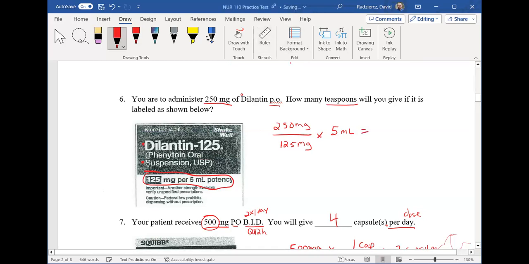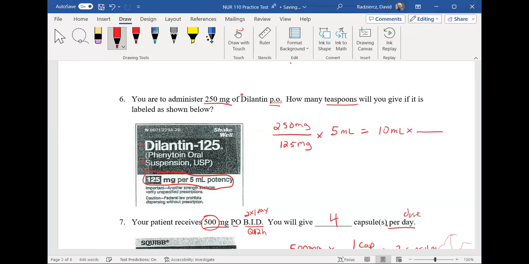All right. So I can multiply across the top, divide by the bottom, and I'm going to get an answer of 10 milliliters. If you leave that as your answer, you will get it marked wrong because they didn't ask you for milliliters. They asked you for teaspoons. So you have to do one extra step here. Convert milliliters to teaspoons.